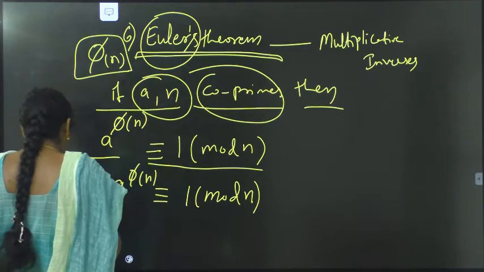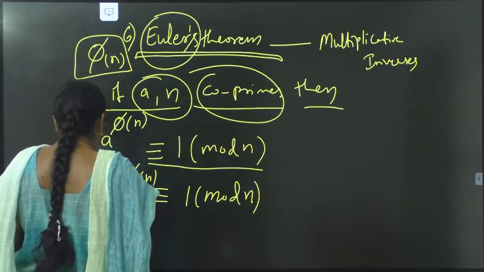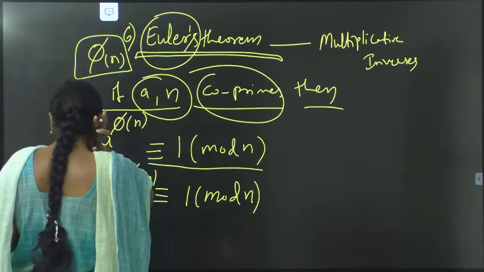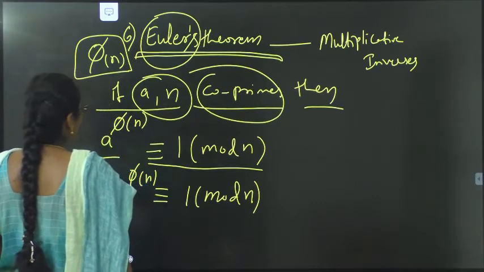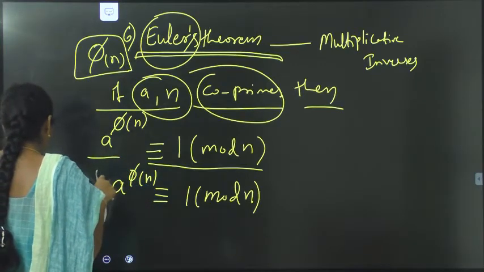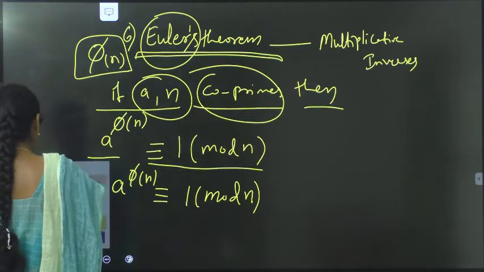So this is the mathematics of asymmetric encryption. Next we will discuss Rabin's crypto systems.